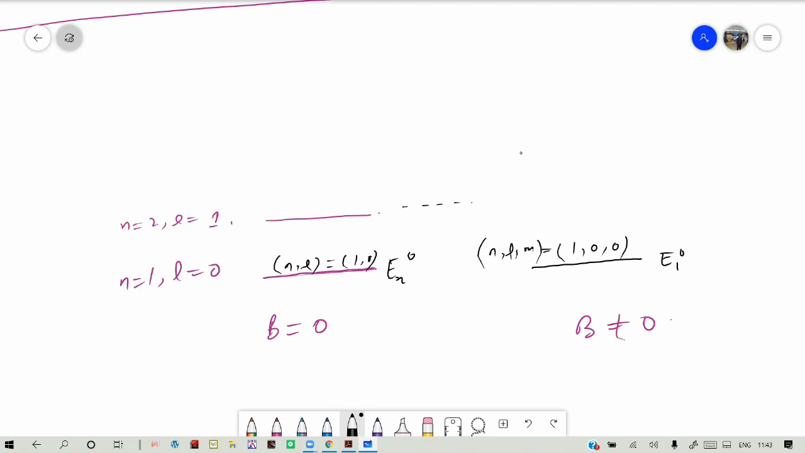Now N equal to 2, L equal to 1. Take this. How many components will be there? 2L plus 1 components. So L is equal to 1. So these are 3 components. And we know that for L equal to 1, what are the values for M?